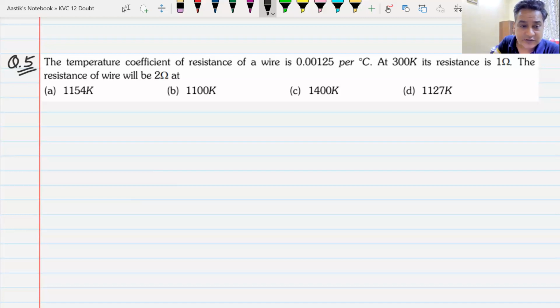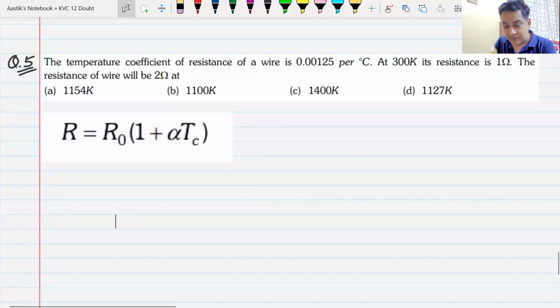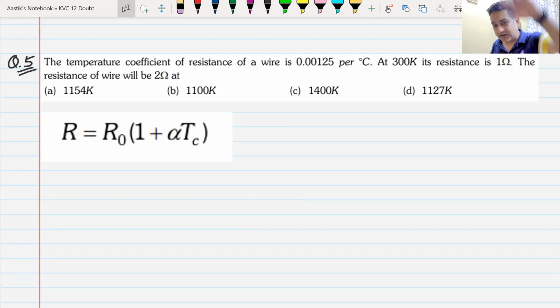Just for your information, I will tell you the formula for the temperature coefficient of resistance. Please note it down. This is a question taken from your electric current chapter, but it is actually a question of temperature. R at any temperature will be R at 0 degree Celsius, into 1 plus alpha into temperature in degree Celsius. Do we understand this formula? From this formula, we have derived the formula that I gave you.